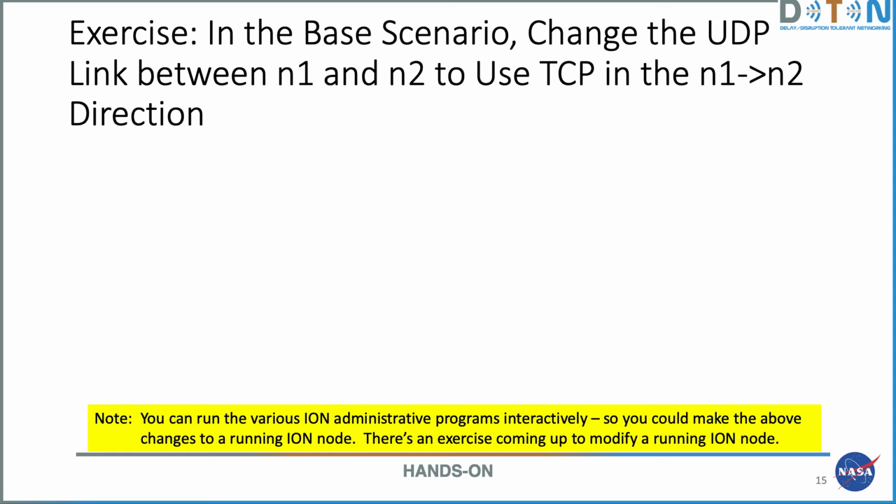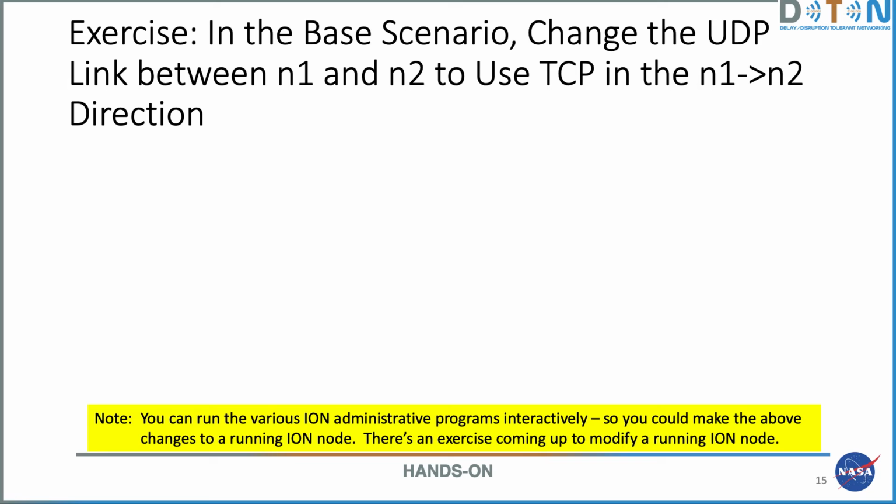In order to use TCP in one direction, you'll need to have bidirectional connectivity at the IP layer, because the TCP acknowledgments need to get back. But fundamentally, you can use different convergence layers in different directions.